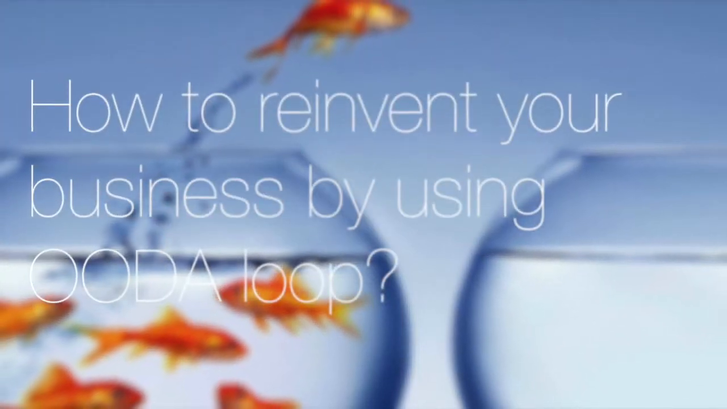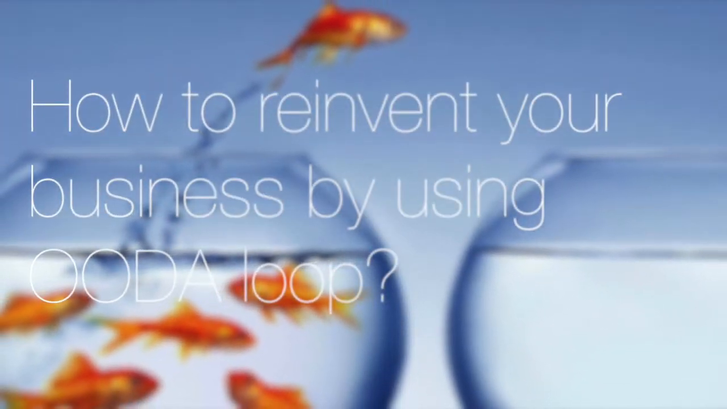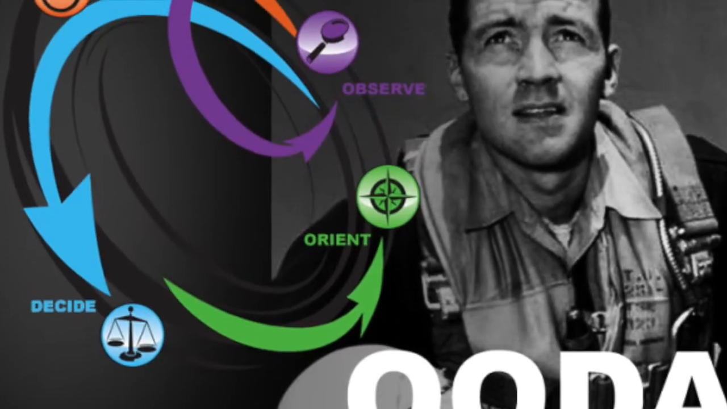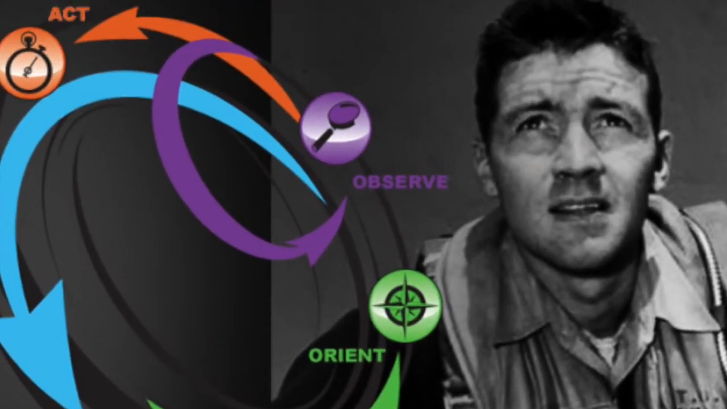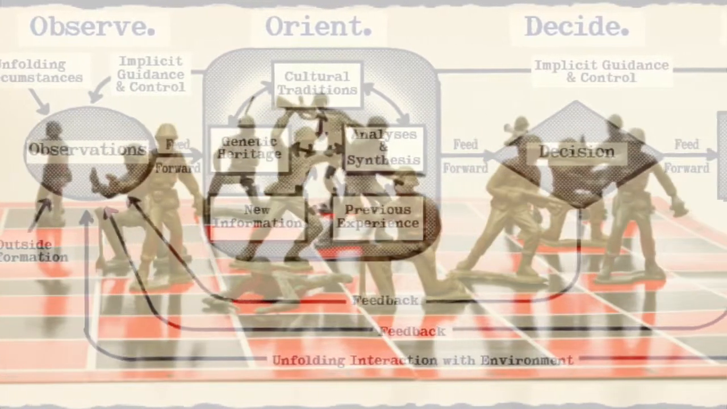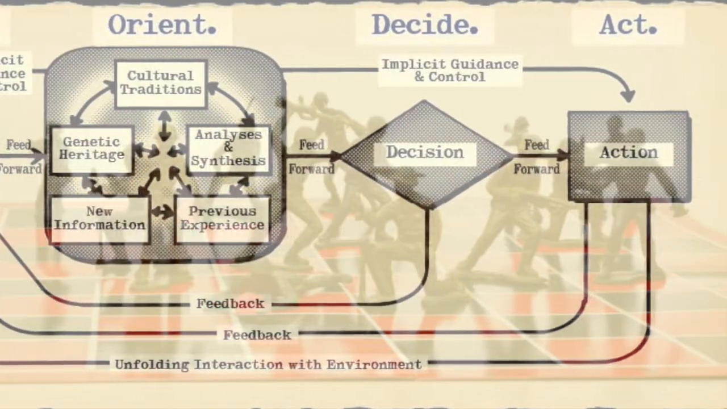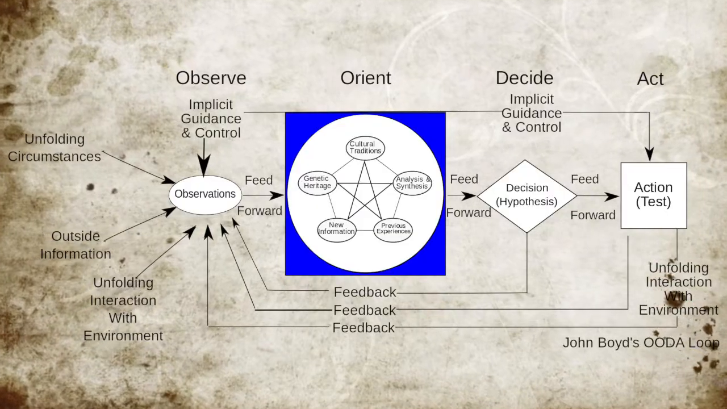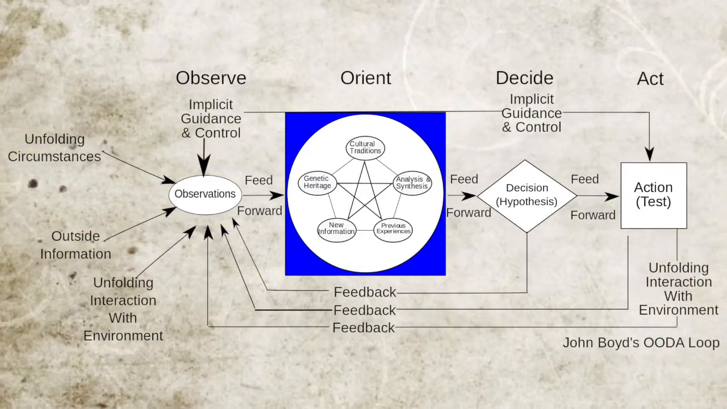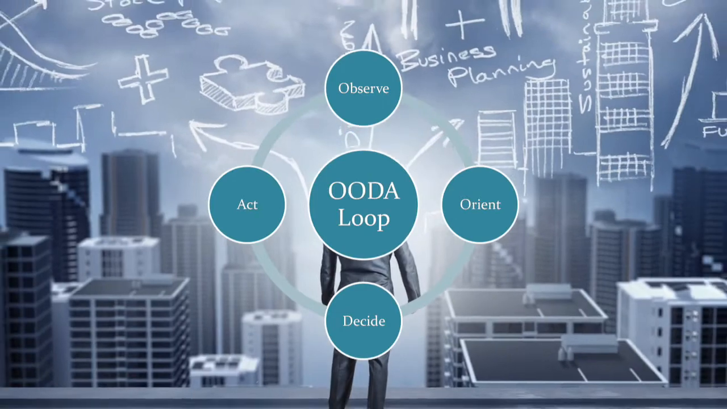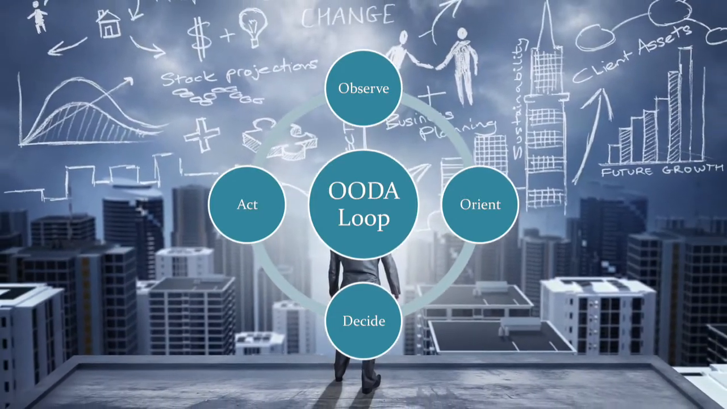How to Reinvent Your Business by using OODA Loop. OODA is a term coined by Colonel John Boyd way back in the 1950s as part of a military strategy to know the opponent's move and thus form strategies accordingly. OODA stands for Observe, Orient, Decide, and Act. The OODA Loop process is a brilliant tool to reinvent a company or a business.